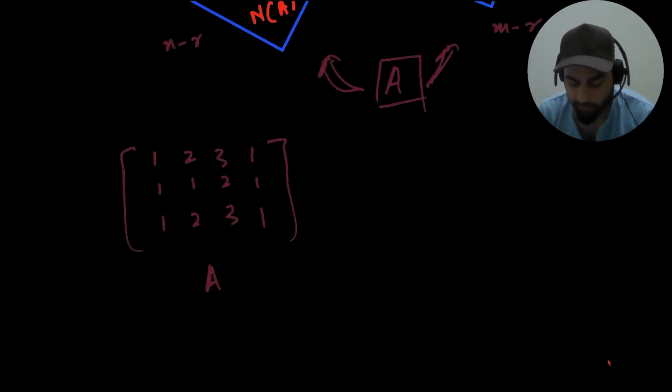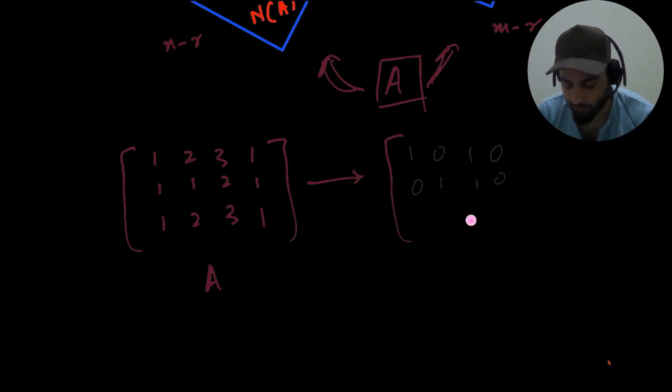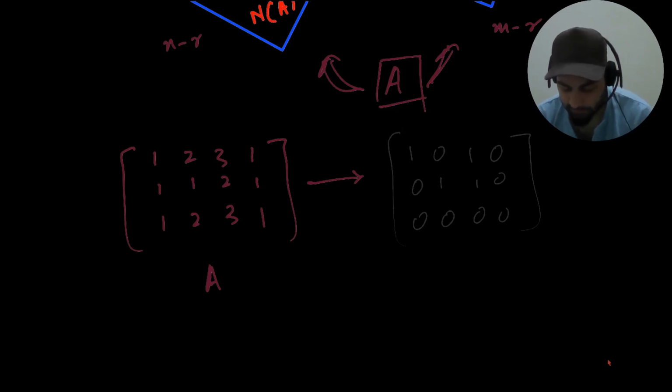If you now reduce this into row reduced echelon form, we got something like this: 1 0 0 1, and then 1 1 0 0 0 0 0 0. I don't exactly remember, but I hope this was what we got. This was the row reduced echelon form.